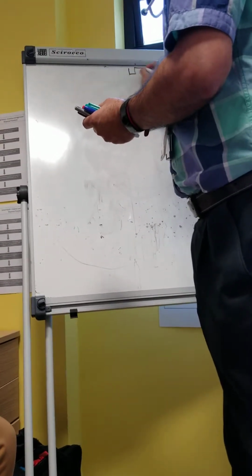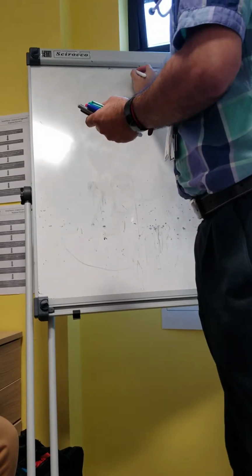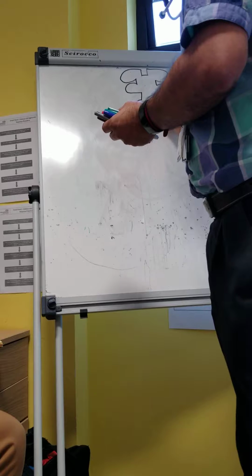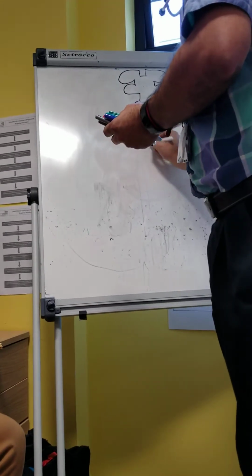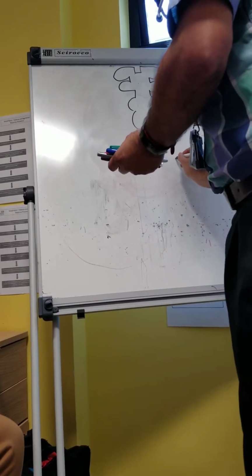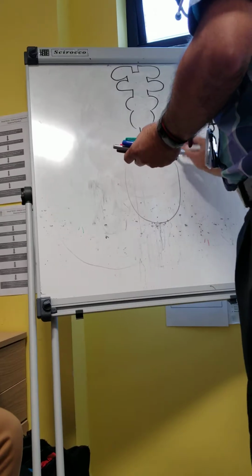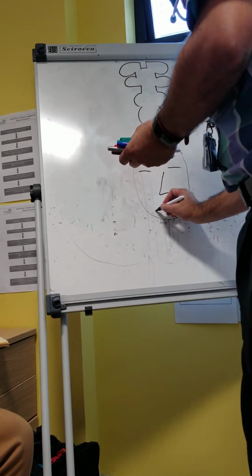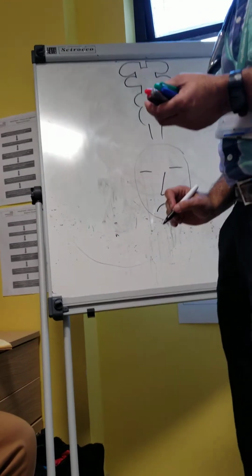So obviously the proportion is different from what it actually is, but that doesn't matter. And now we will put a face here. You have to put a sad face, isn't it? Why? Because it has got facial nerve weakness.